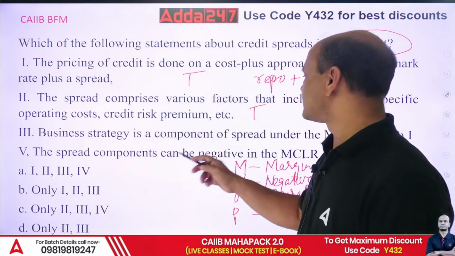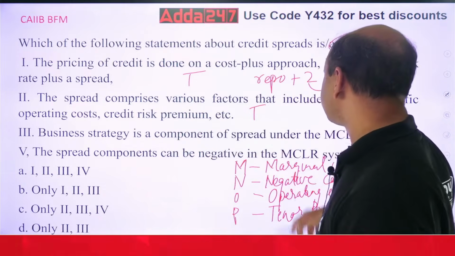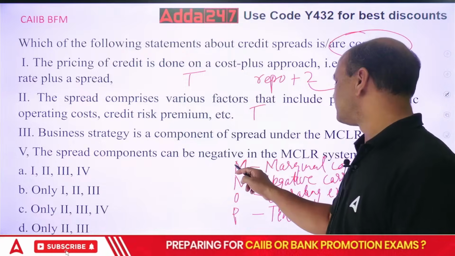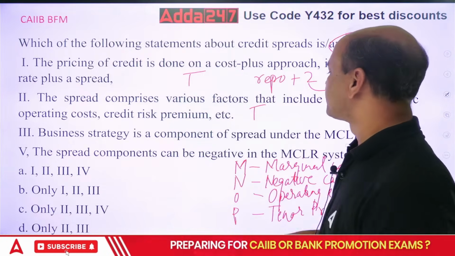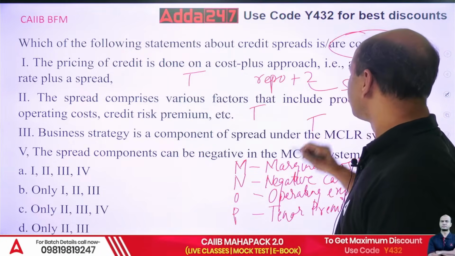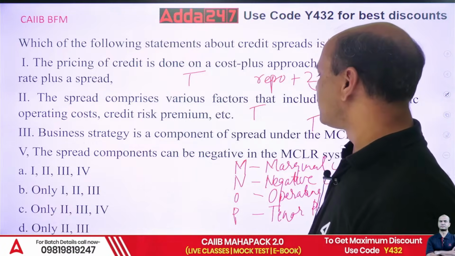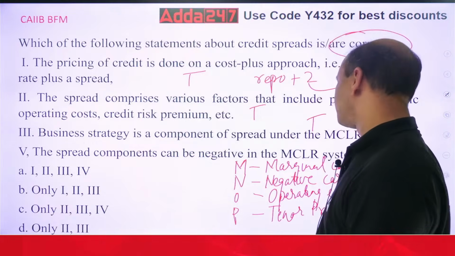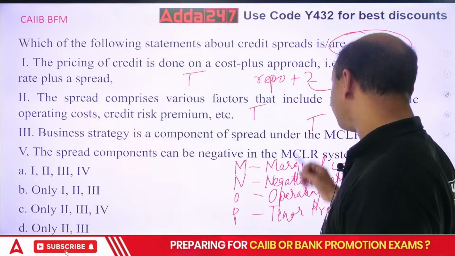So business strategy is a component of spread under MCLR. So what is the spread? This marginal cost, this is a spread. So this is also true. What about the 4th one? The spread components can be negative in MCLR. So spread components can be negative.